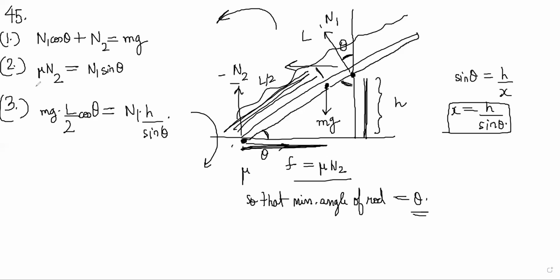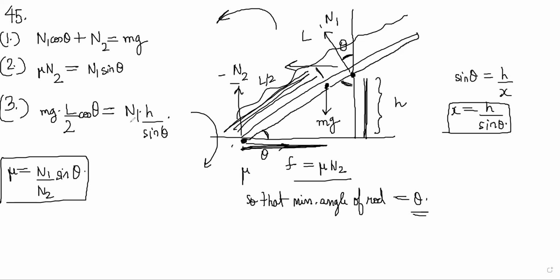You have to find mu from these equations. Basically eliminate N1 and N2. That is your job. Because mu is N1 by N2 sine theta, you have to remove N1 and N2 and get it in terms of H, L and theta.